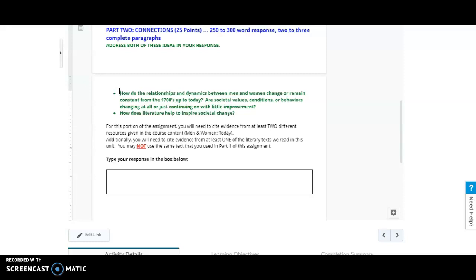For this portion of the assignment, you will need to cite evidence from at least 2 different resources given in the course content from this week. Some of you did not do that and you lost points. You need to make sure that you are looking at the articles that are in the classroom. And then you will need to cite evidence from at least one of the literary texts we read this week from this unit. You may not use the same text you used in part one of this assignment.